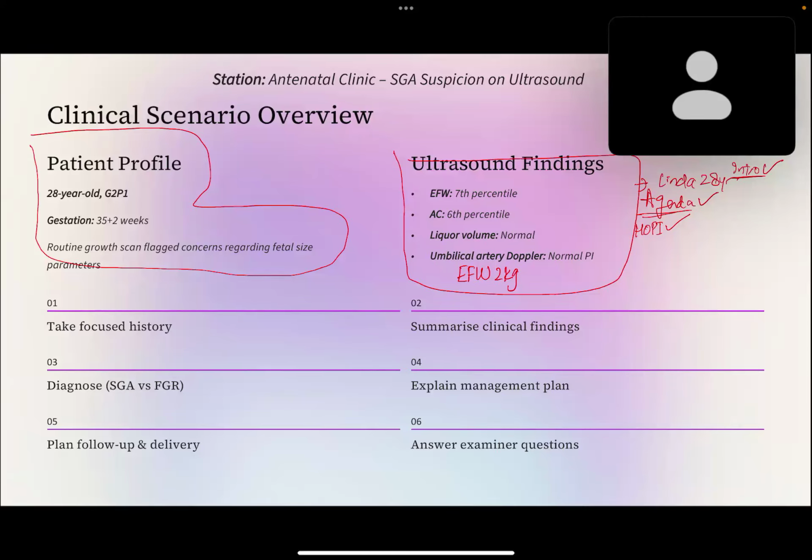All right. And your pregnancy, what was your last menstrual period date? Doctor, I'm 35 weeks. By dates, I don't remember exactly. Okay. And it was a planned pregnancy? Yes, doctor.